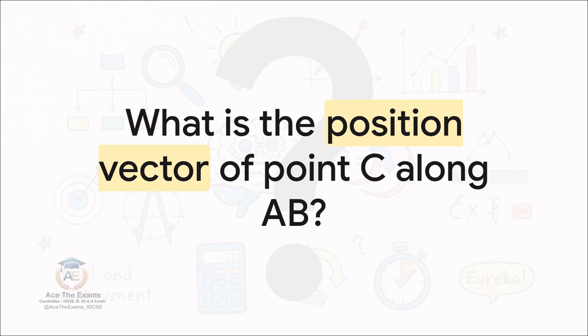Remember the golden rule. Position vectors always start from the origin O, so we actually have OA and OB. To find the path from A to B, the vector AB, we subtract OA from OB. 6 minus 2 gives us 4i. 9 minus -5 gives us 14j. So the complete journey from A to B is 4i plus 14j. But point C doesn't go all the way. It stops 4/5 of the way there.